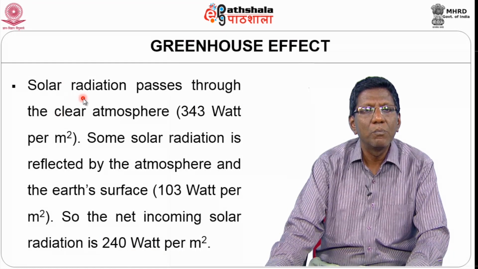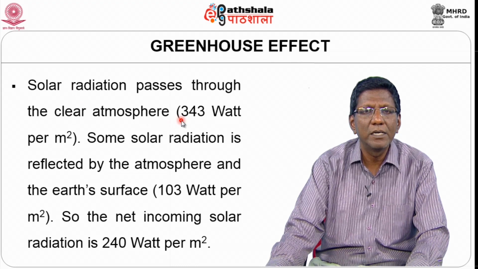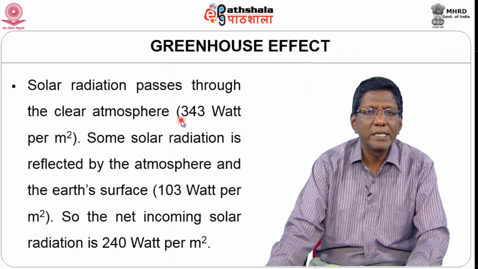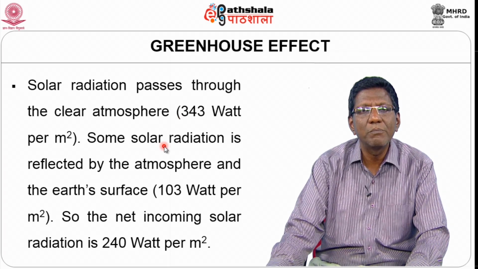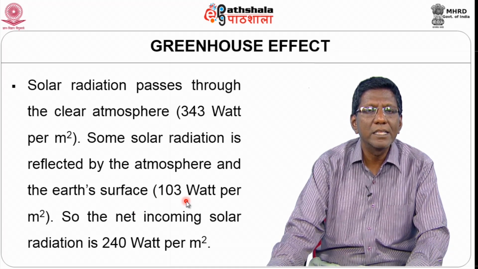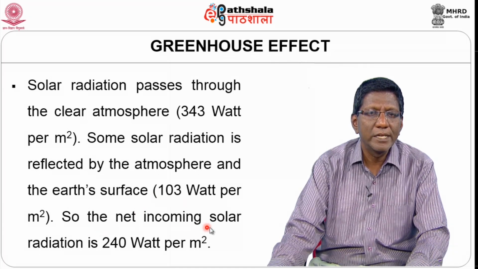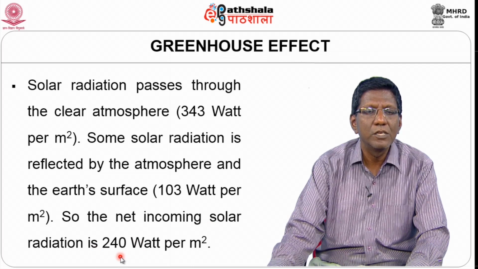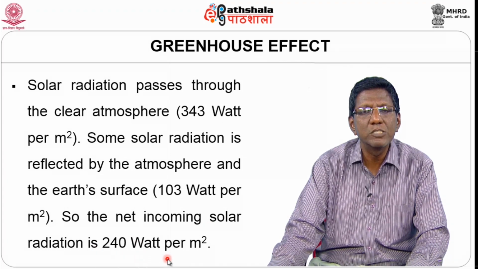Solar radiation passes through the clear atmosphere: 343 watts per meter square. Some of the solar radiation is reflected by the atmosphere and Earth's surface, that is 103 watts per meter square. So, the net incoming solar radiation is 240 watts per meter square.